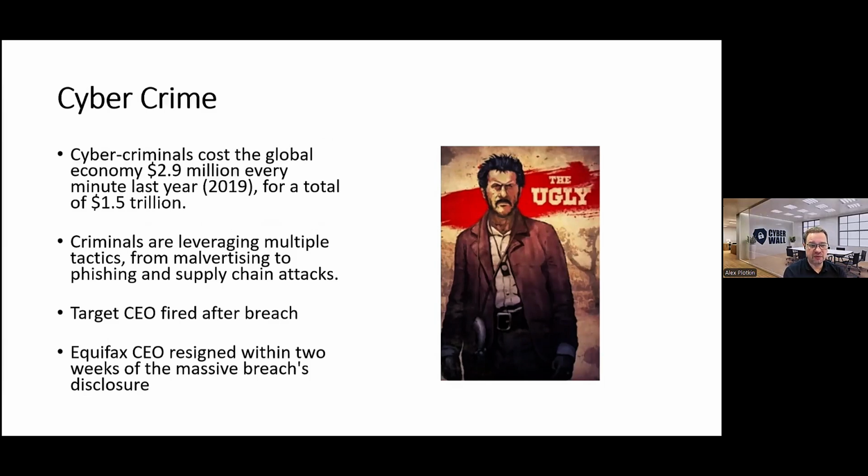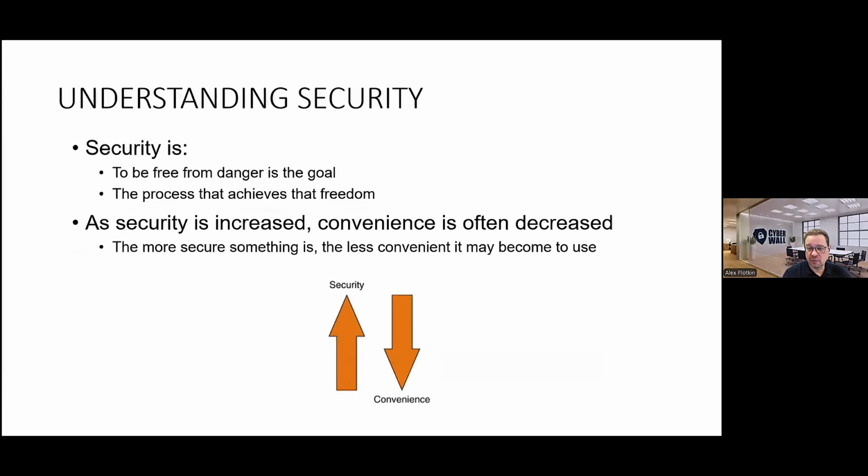And criminals are leveraging multiple tactics, from phishing, like about 70% of attacks starting with just phishing email attacks, or supply chain attacks. The Target CEO was trying to hide the attack and was fired after the breach. The Equifax CEO resigned 2 weeks after the massive breach that exposed probably 70% of personal information of American citizens. So it's not just bad guys and good guys, it's also now become very sensitive information that is discussed on the company boards and by the government that's trying to regulate this field.